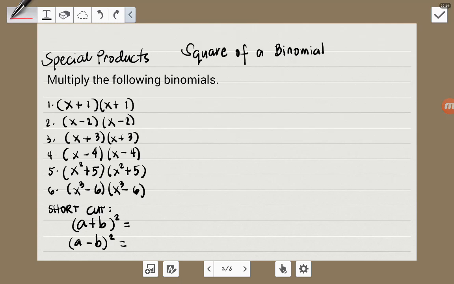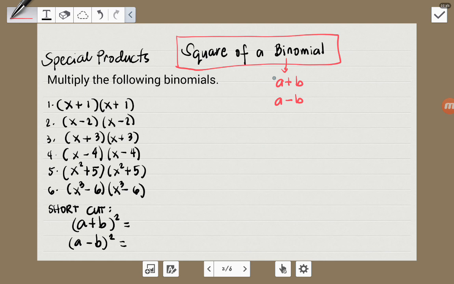Okay, so unahin natin sa special products ang square of a binomial. Alamin muna natin, ano bang ibig sabihin ng square of a binomial? Alam naman natin na ang binomial ay any polynomial or algebraic expression with two terms. Ang terms ay pwedeng i-separate ng plus sign o di kaya ng minus sign. So, pwedeng a plus b o di kaya a minus b. Yan yung binomial natin.